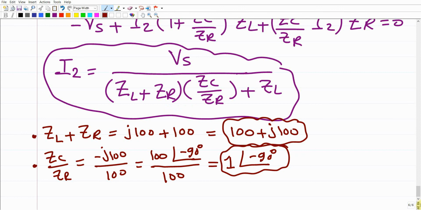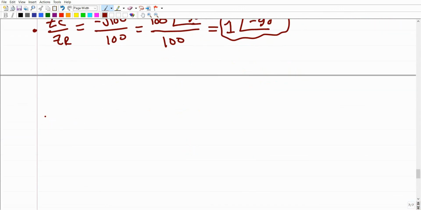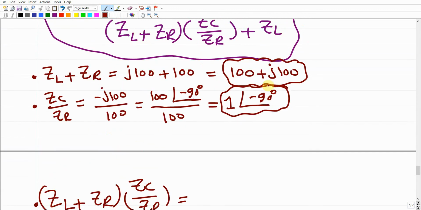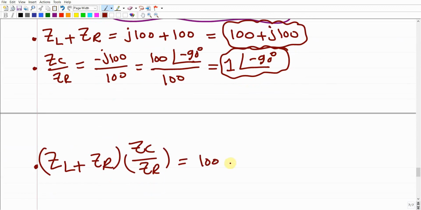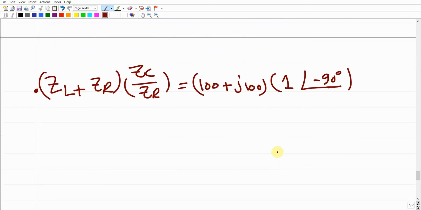Then your objective is just to do the multiplication of these two terms together, right? So now let us do the multiplication of ZL plus ZR times the ZC divided by ZR. We got this one in the complex form as 100 plus J100. This is in the rectangular form, times the 1 times the angle, which is negative 90 degrees. To do the multiplication of two complex numbers or phasors, it is recommended to do it in the polar form.